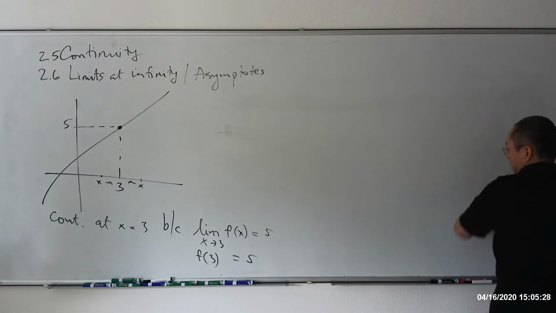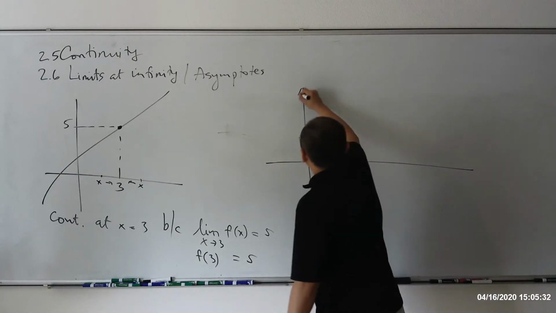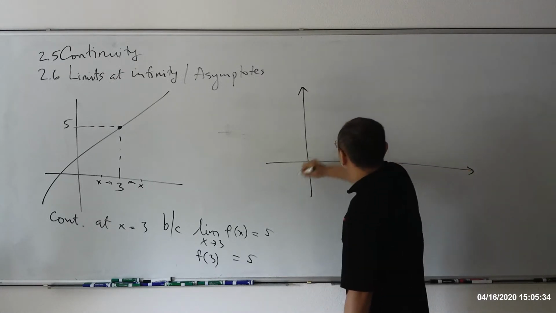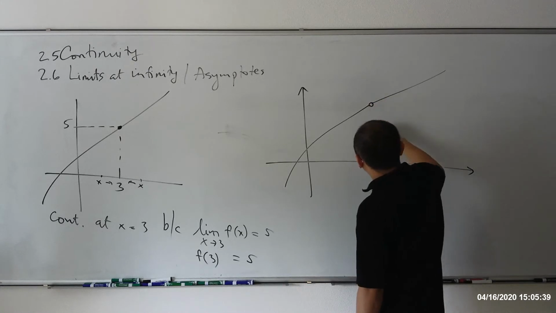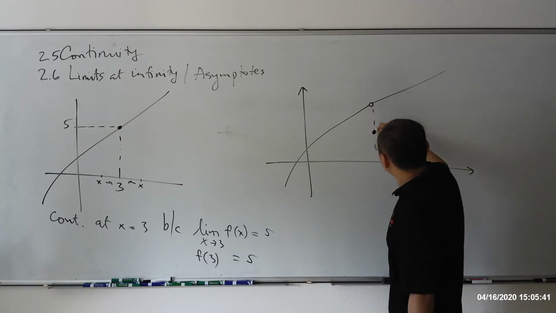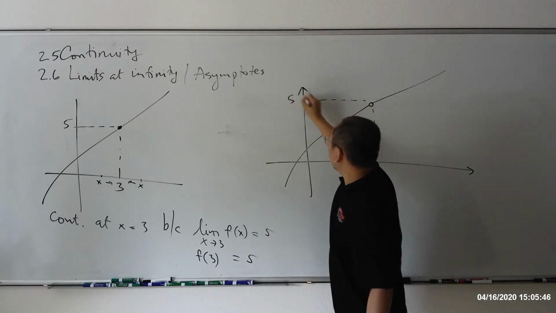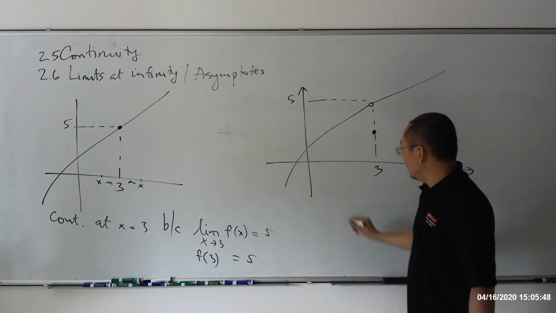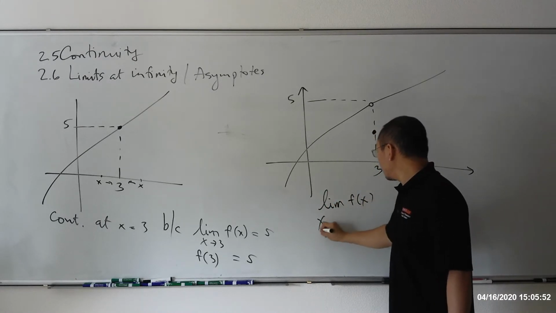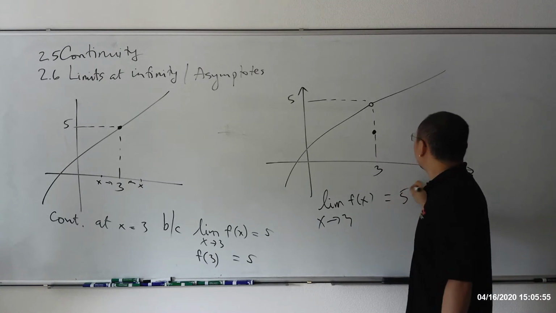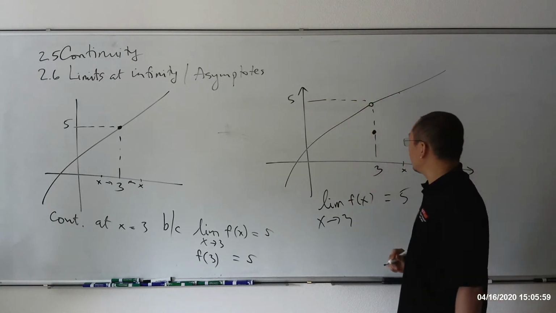Or a counterexample. If I give you this as my function, I have a hole right here, and this is a point right here, and this is 3 right here, this is 5 right here. I have the limit of f of x when x approaches 3 is equal to 5. It says when x is getting close to 3, the function is getting close to 5.